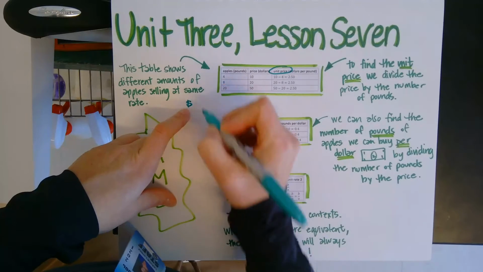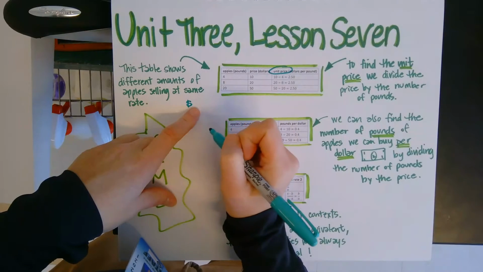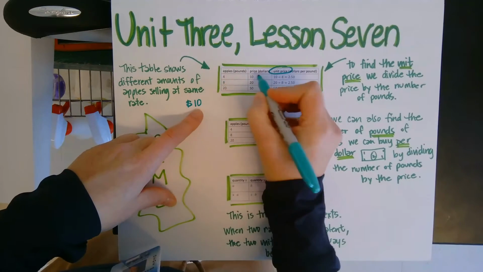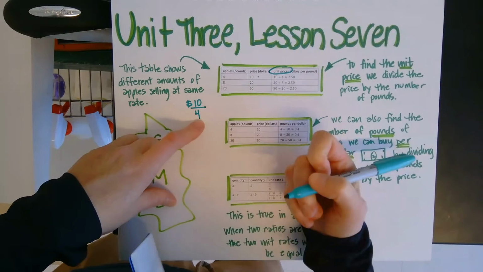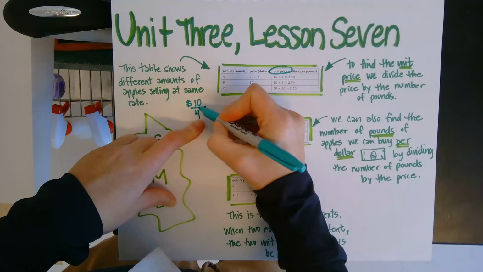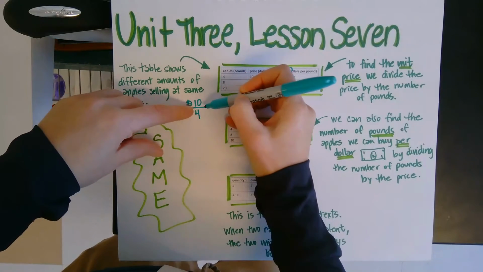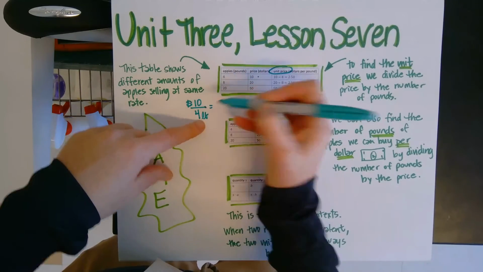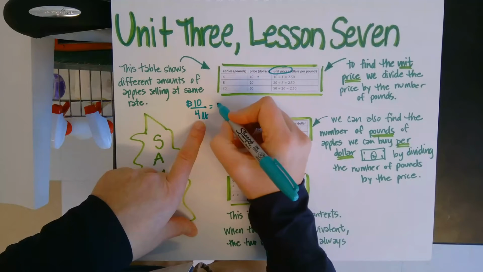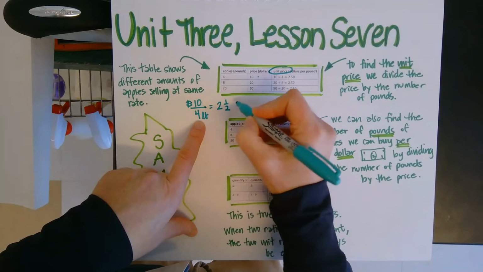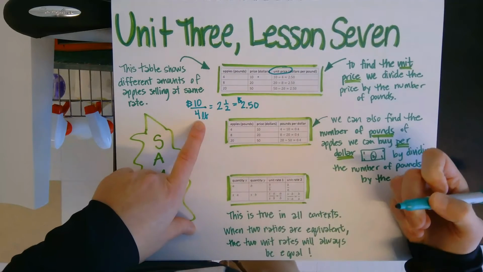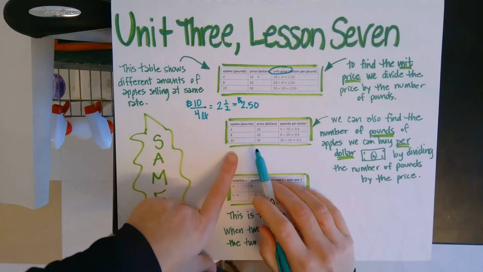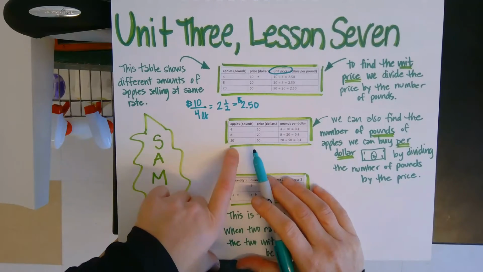So I'm going to figure out the cost per pound. I'm going to start with this one, $10 per 4 pounds. And now I know that I'm finding cost per pound. I know that 10 divided by 4 is 2.5, and in dollars and cents, that's $2.50.